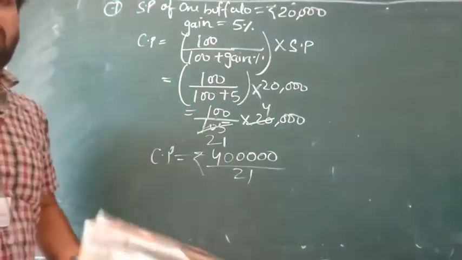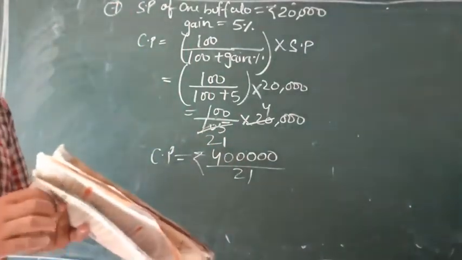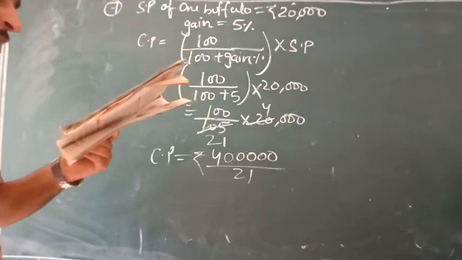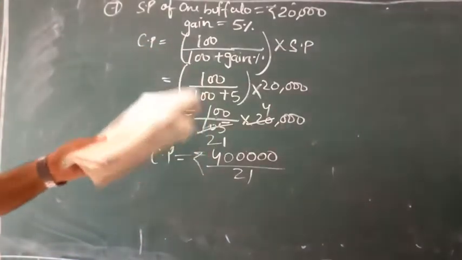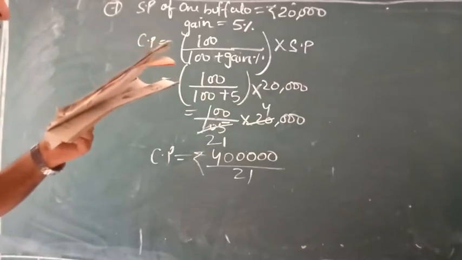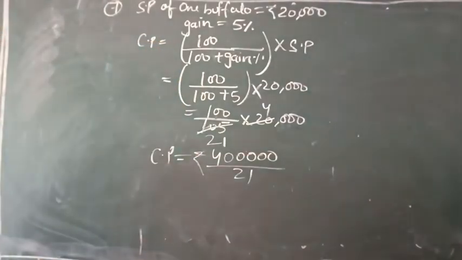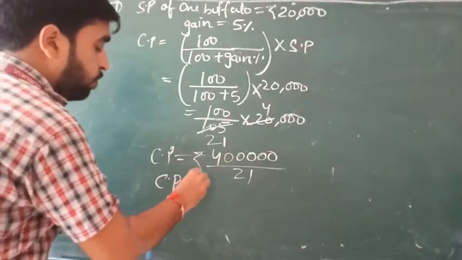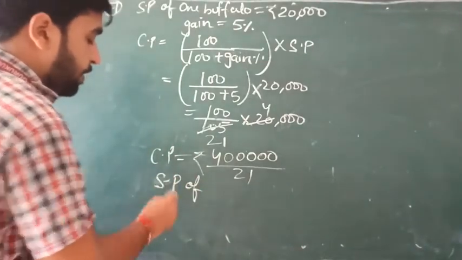We have solved the case for only one buffalo now. Now students, what is the other case? On one he made a gain of 5%, the CP we have calculated, and on the other a loss of 10%. So come to the second buffalo. SP of the second buffalo.